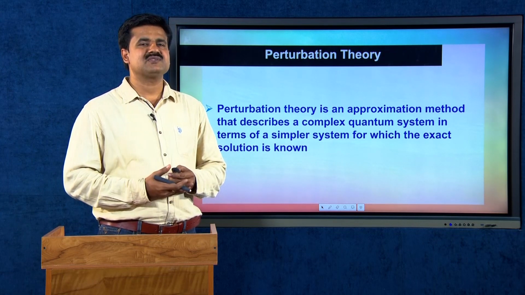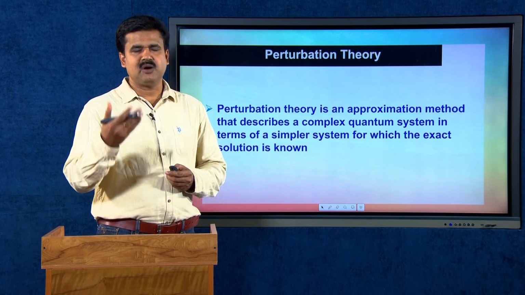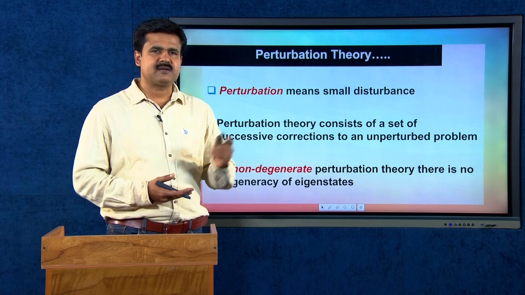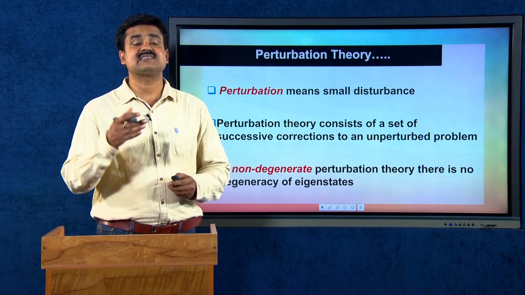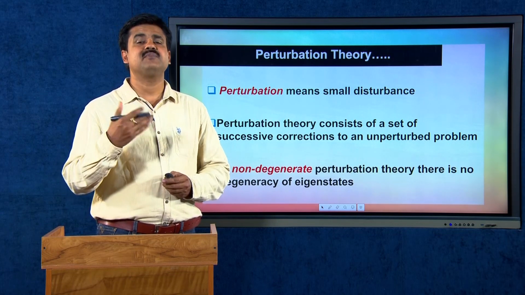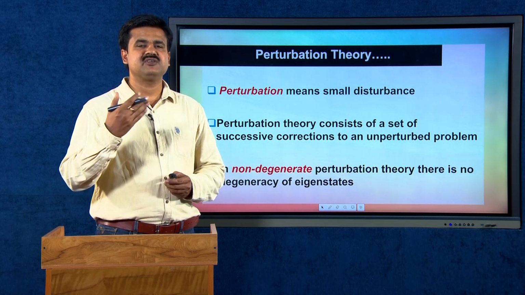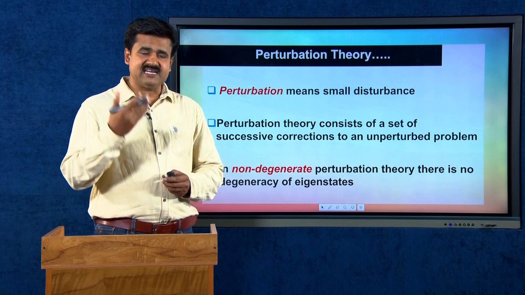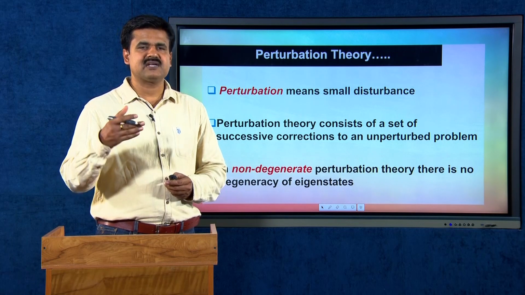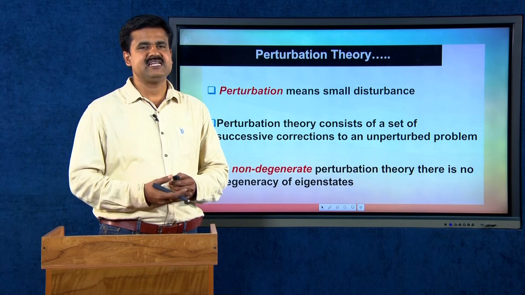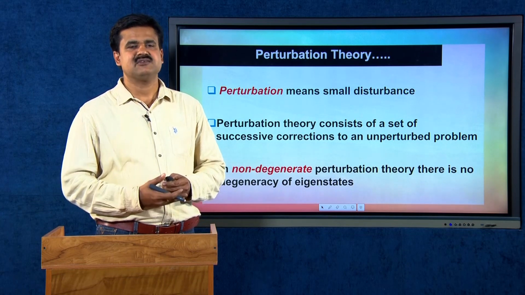Prior to entering into second order perturbation, we are moving on to some basic concepts as a revision about the perturbation theory. Perturbation, as you are aware, is a small disturbance, and perturbation theory consists of a set of successive corrections to an unperturbed problem. That is, we must have an unperturbed problem and we have to give a series of corrections for energy as well as wave function. The series of corrections are first order, second order, third order and higher order corrections, and for convenience we generally move up to second order correction for energy as well as wave function.